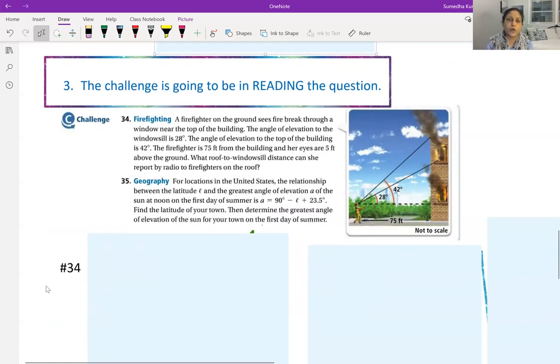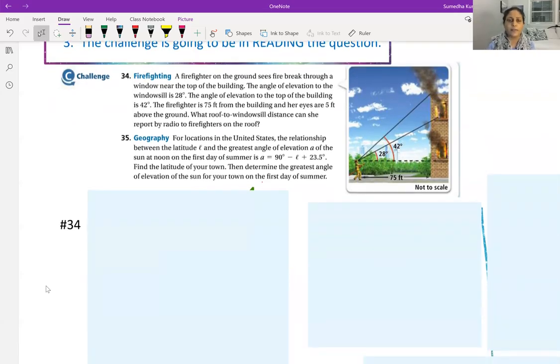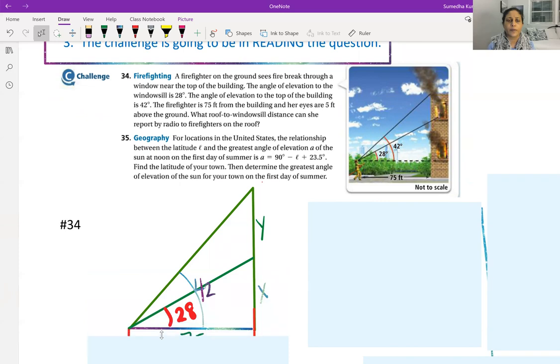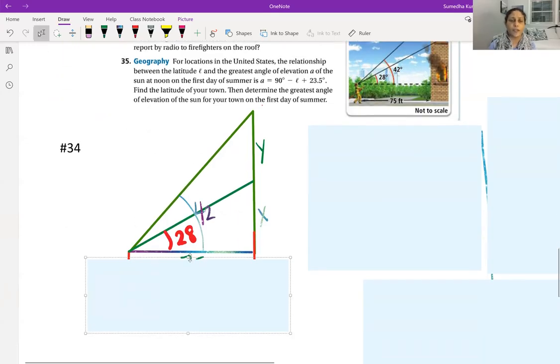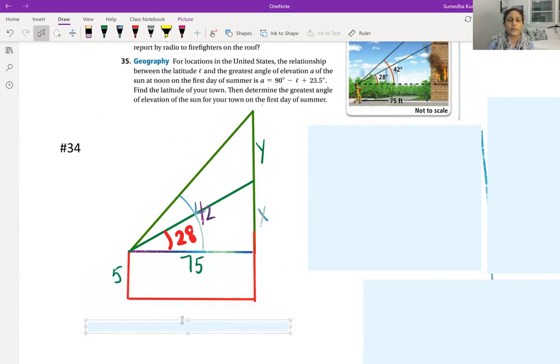So I want you to take a moment, pause the video, try to do number 34 by yourself, and see if you get the same answer that I got. All right, here we go. I'm ready to reveal. So my diagram looks like so, but the firefighter is herself 5 feet tall. So you have to account for that 5 feet height of hers. So I've added 5 feet on the bottom.